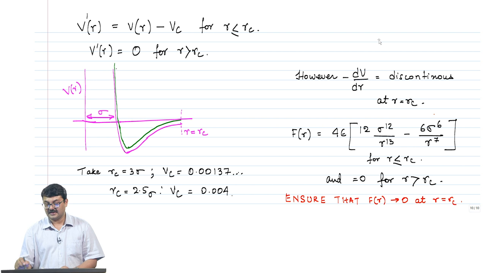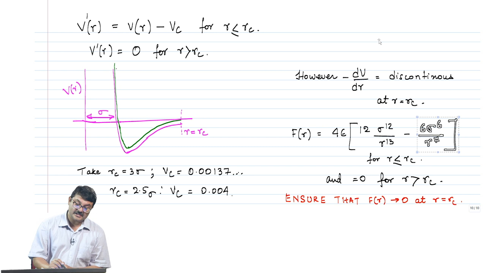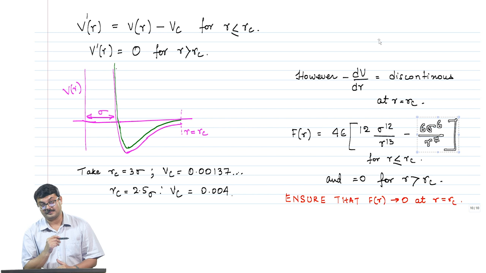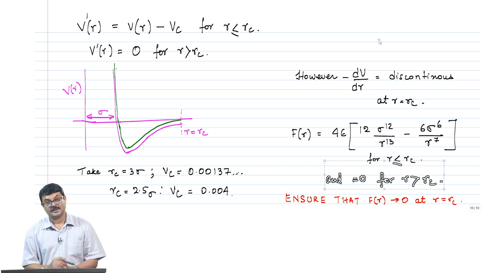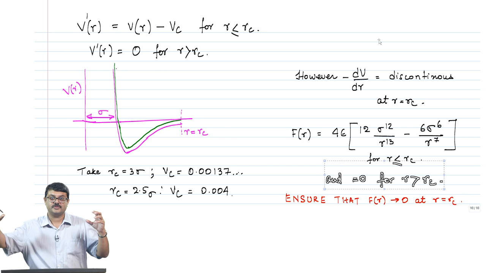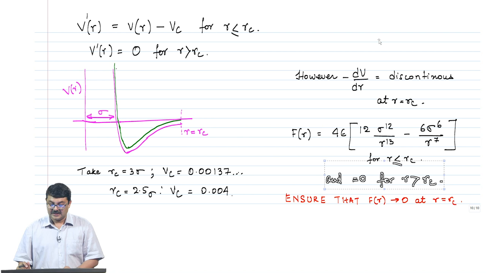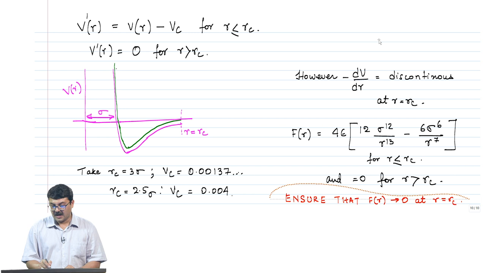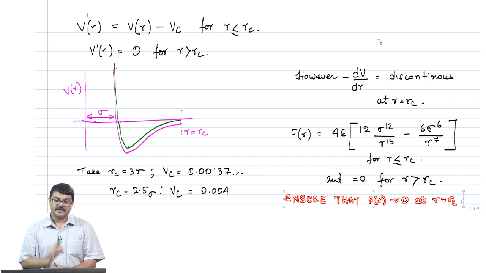Now, you have moved the potential smoothly to 0 at R equal to R C, but the thing you have to work with is not the potential, but the force, and this function still remains discontinuous at R equal to R C. As two particles move farther and farther away from each other, they feel some weak attractive force, and suddenly it goes to 0. There is a jump, a discontinuity. So we have to ensure that both the potential and the force go smoothly to 0 at R equal to R C. It is not very difficult, but it will take 10 minutes of your time, and hence we will discuss this in the next class. Thank you.